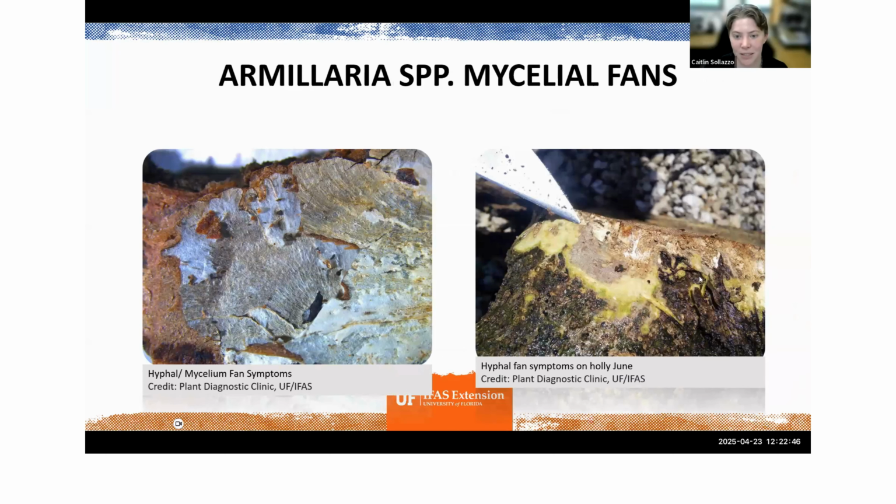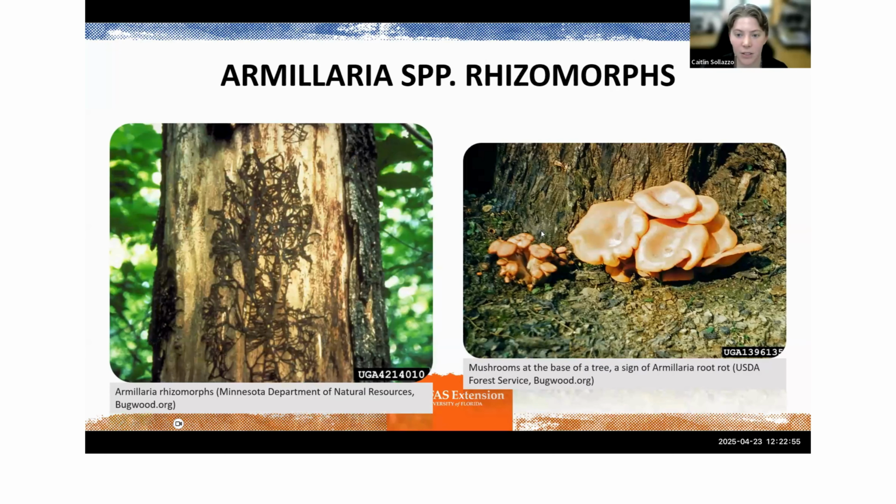Here's some more examples of the mycelial fans. So if you just remove the bark, this one is a little bit deeper, but you can see those fans underneath. Here are some of the rhizomorphs and the mushrooms that you will see. You'll see these mushrooms everywhere, but most of the time they're just on decaying, already dead tissue, like dead trees in the forest. And a lot of times they come in after the tree is stressed and about to die anyway. A lot of times it deals the final blow and then it gets blamed for everything.